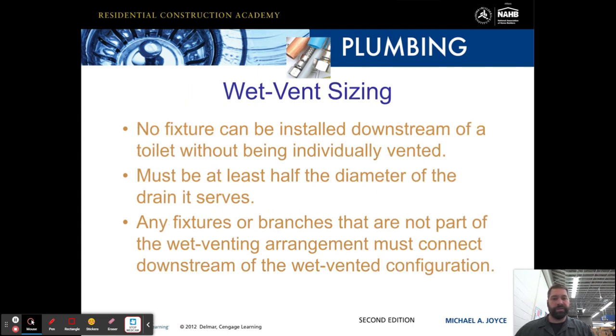Wet vent sizing. No fixture can be installed downstream of a toilet without being individually vented. So if you go back to the diagram that we had, it had the sink, the tub, and then the toilet, right? The toilet is the last one. Must be at least half the diameter of the drain it serves. Any fixtures or branches that are not part of a wet venting arrangement must connect downstream of the wet vented configuration.